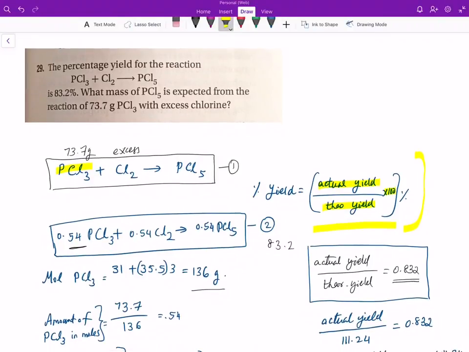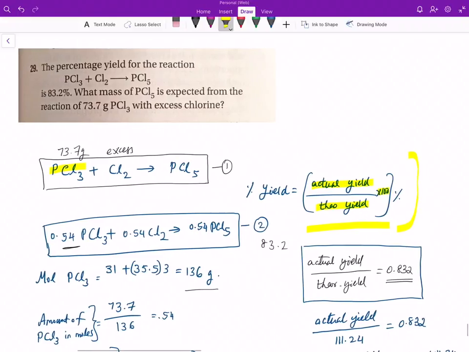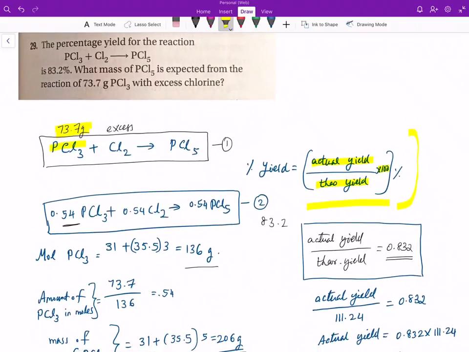If you take a look at the equation given, it is a balanced equation. Equation number 1 is a balanced equation. But we do not know the amount of components given in terms of moles. We know the amount of PCl3 given in terms of mass. That's 73.7 grams. So we need to convert that into moles. That is the next step. Okay.